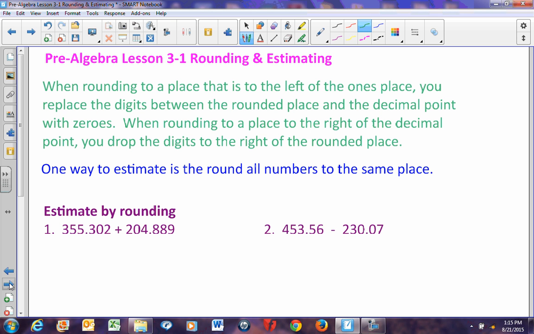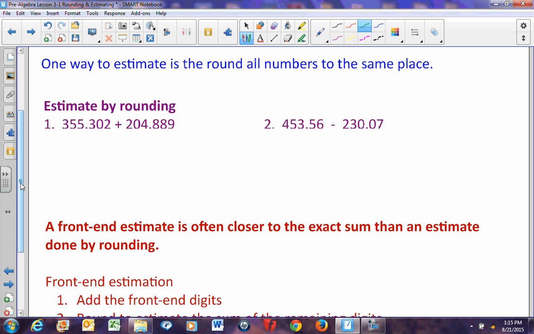All right, one way to estimate is to round all your numbers to the same place value. So if we're going to estimate by rounding, if we look at these two numbers, 355.302 and 204.889, I want to round them to something that will be a little easier to add. So I'm not going to round them to the tenths position. I'm going to round them to the nearest whole number. So 355.302 is going to be approximately 355. So I'm rounding to the nearest whole number. 204.889 is approximately equal to 205.